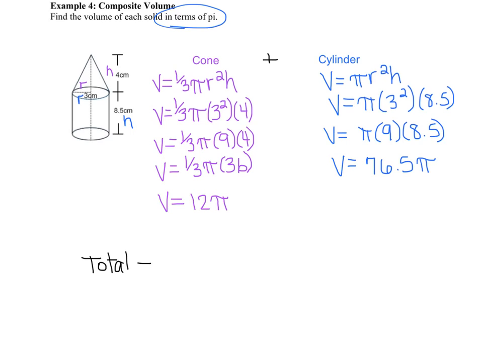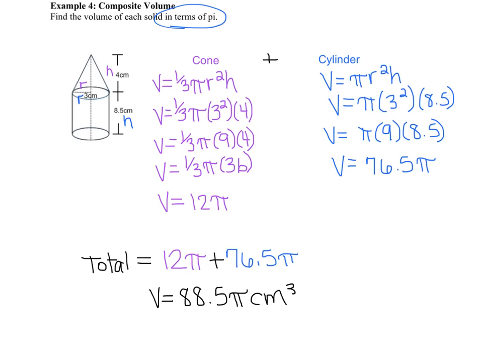And then our last step to find our total, the total is going to be equal to our answer we got for the volume of a cone, which is 12 pi, plus our answer we got for the cylinder, which is 76.5 pi. And then when you add them together, 12 pi plus 76.5, you're just going to add 12 plus 76.5. Therefore, your volume is equal to 88.5 pi. Our units is centimeters, and we're going to cube that. And that is your final answer.